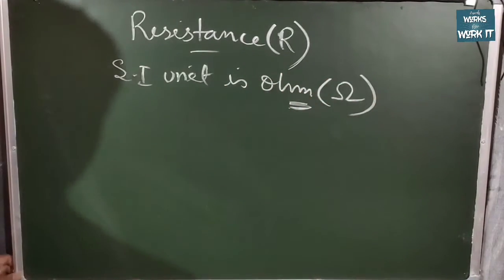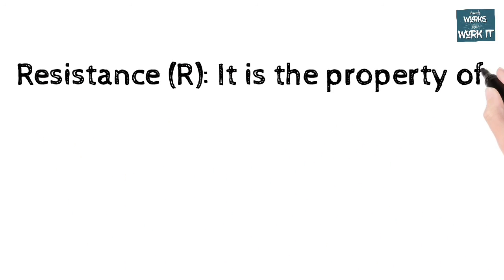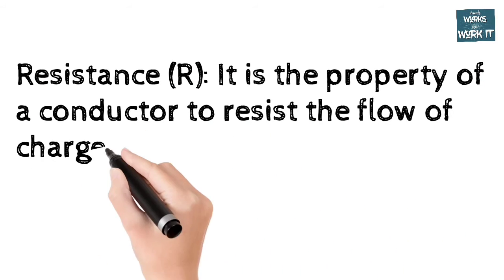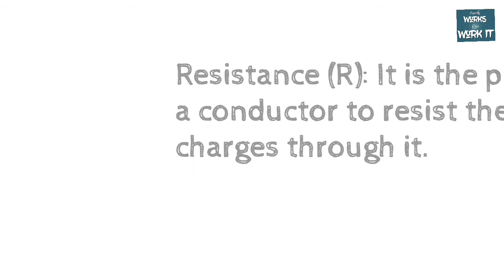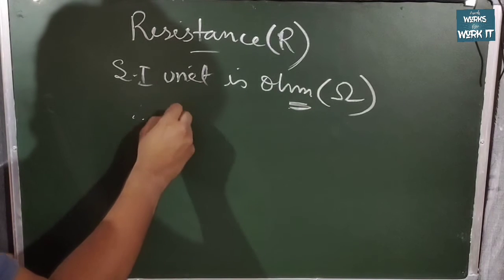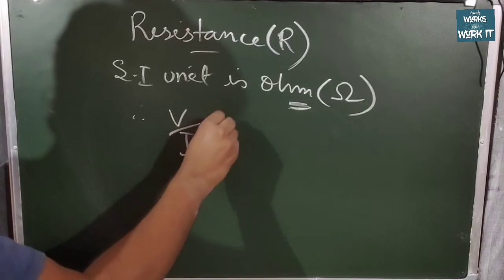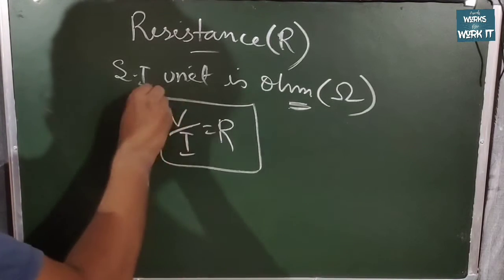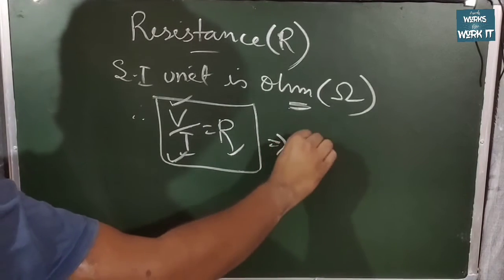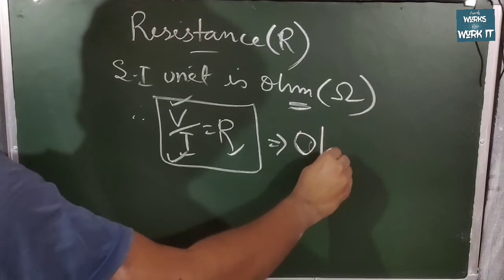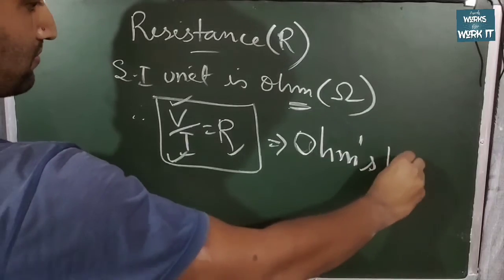Okay, so if you see the definition of resistance, it is the property of a conductor to resist the flow of charges through it. So we have already got the relationship between potential difference, current and resistance. This relationship will be helpful for solving various numerical problems of this chapter. And it is also called Ohm's law.